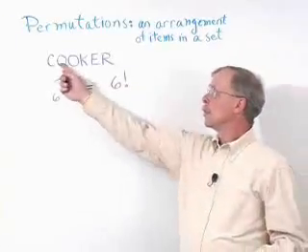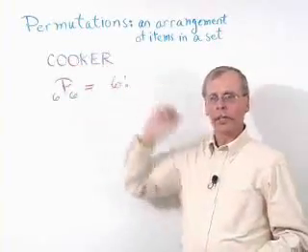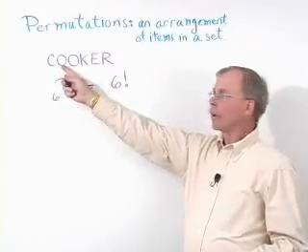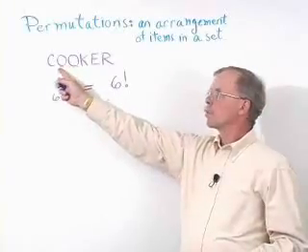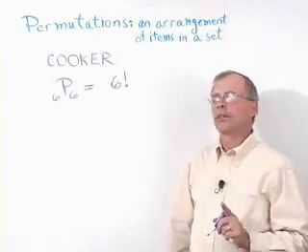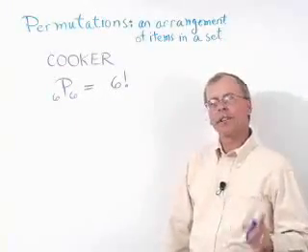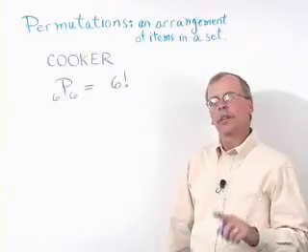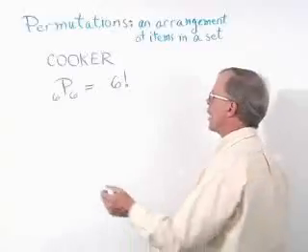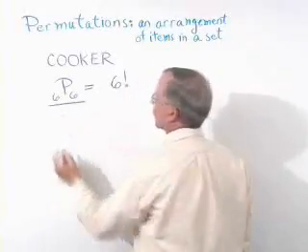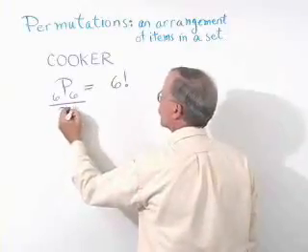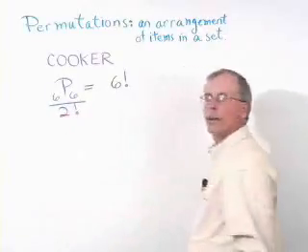However, when we have these two O's in cooker, for every different ordering, we could switch places with the O's and you wouldn't know what happened. You could switch the O's in every single one and it would never look like a different answer. So we would have to divide this by 2 factorial.